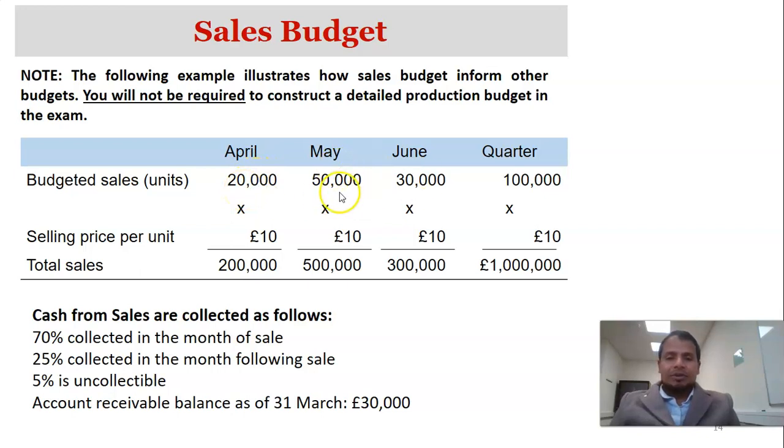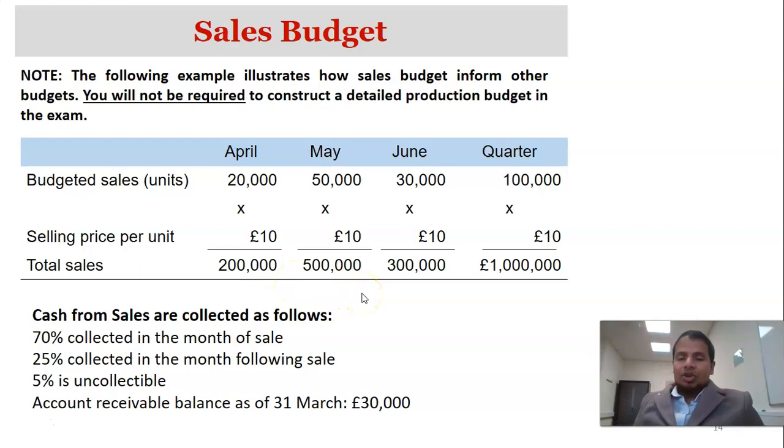context, this sales budget is prepared for the second quarter, April, May, and June, and the total for the quarter. So 20,000, 50,000, and 30,000, altogether 100,000. And if you multiply by the sales price, you'll get the sales amount.